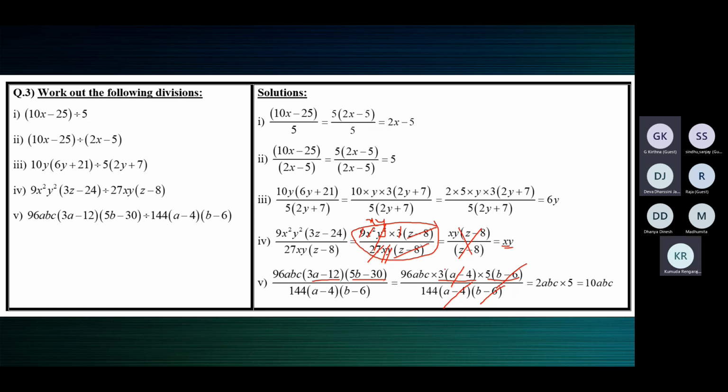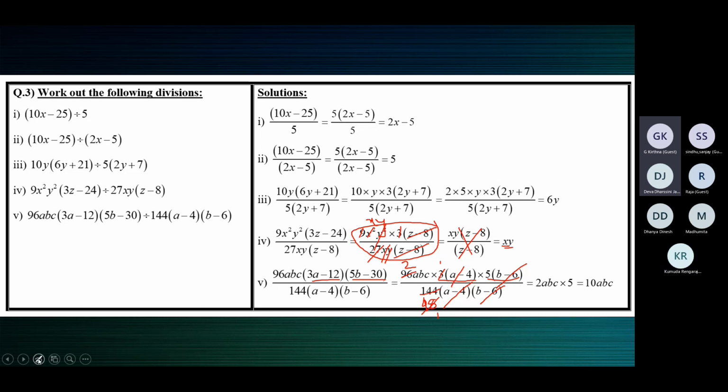Then on simplifying this, 3 ones are 3, 3 fours are 12, 3 eights are 24. Then again 48 ones are 48, twos are 96. So you'd be left with 2 ABC into 5.